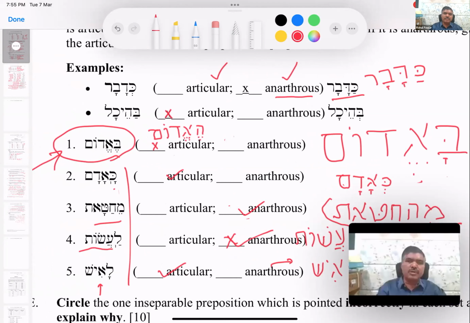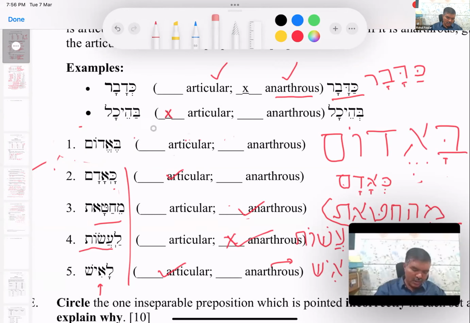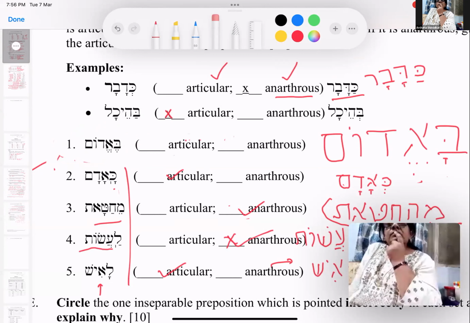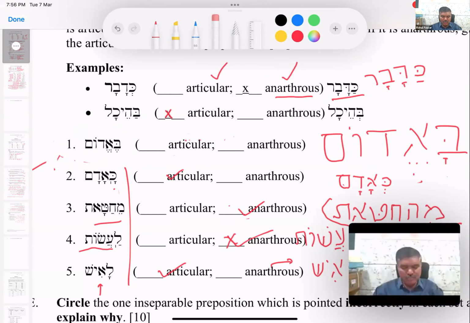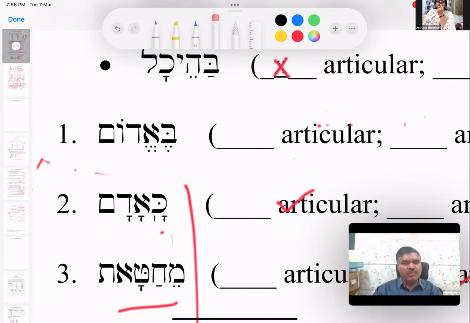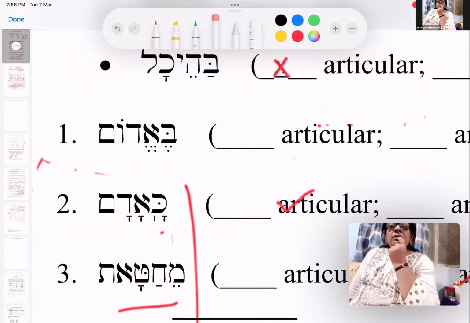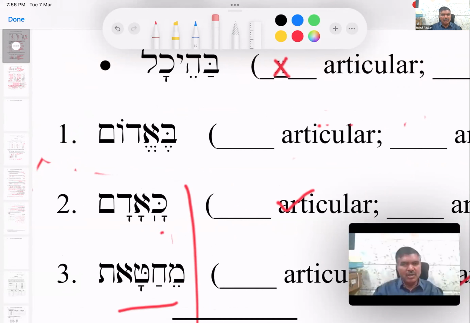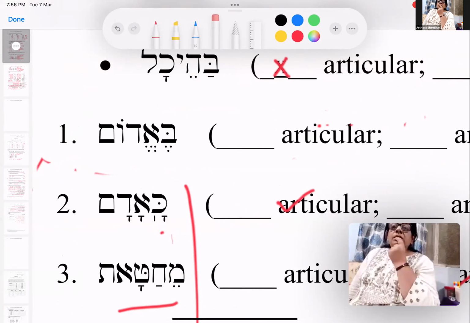Just one minute. See here, the word over here is be edom. If edom is the word, then what will be the article over there? You have to think on that. Edom is a weak guttural. So before a weak guttural, it is hey with komets, na? Hey with komets. So it will be ha edom.